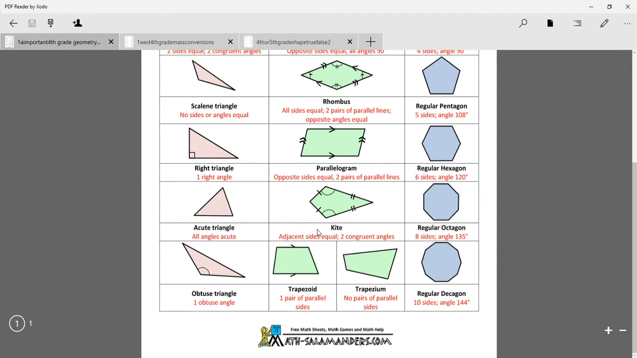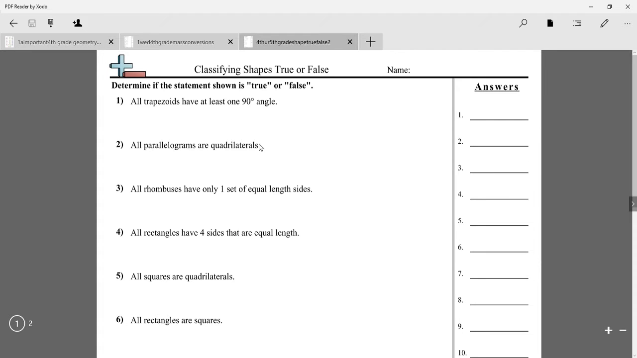A kite is adjacent sides equal, so adjacent means next to each other as opposed to opposite, and then two congruent angles. So these angles are going to be the same. And then a trapezoid is just one pair of parallel sides, and then a trapezium is no pairs of parallel sides, right? It's just kind of an oddly shaped quadrilateral. So let's go through these.